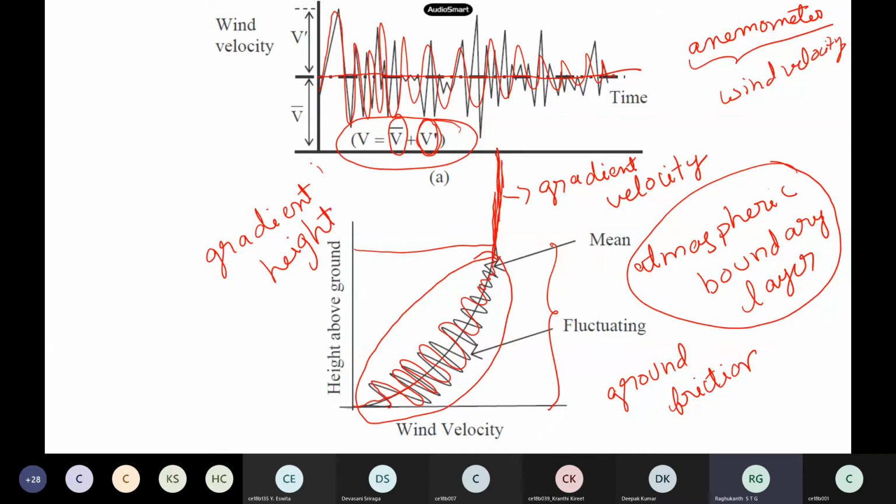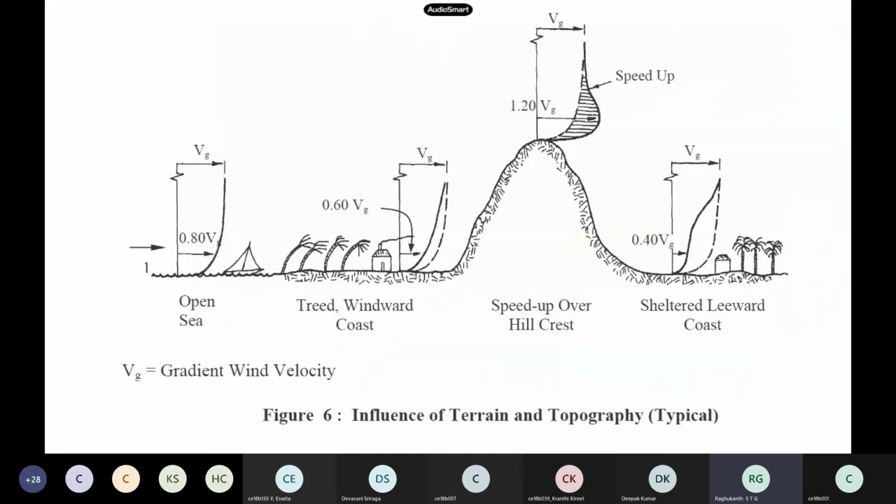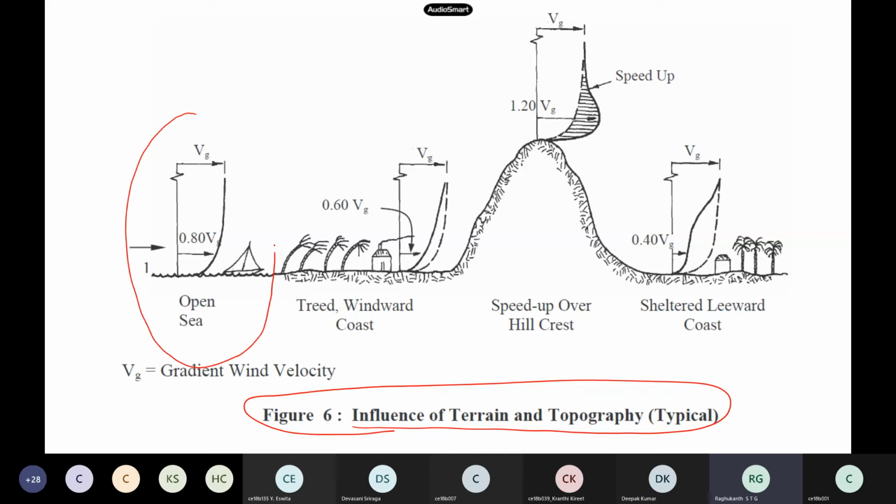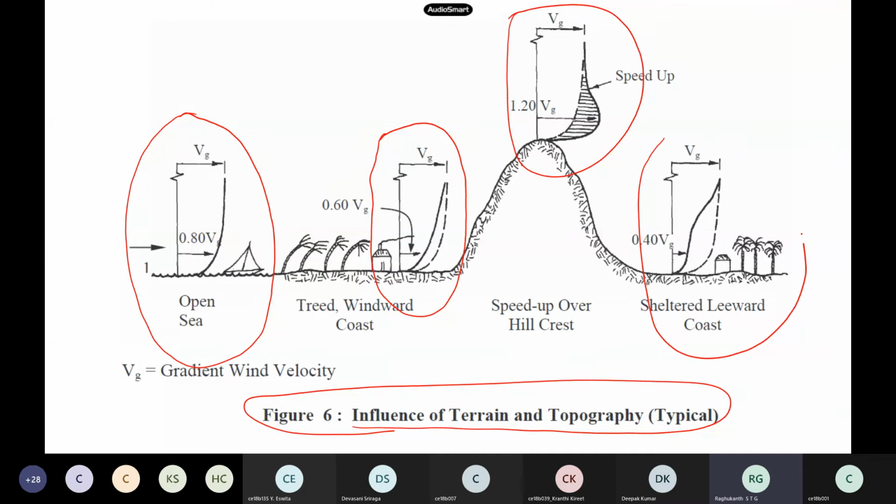These are very important things that we will be using: gradient velocity, atmospheric boundary layer, gradient height. These are technical terms associated with wind design. And now the influence of terrain and topography is shown in this figure. You can see how the wind speed looks, how much effect the atmospheric boundary layer has. Suppose I take a house here, trees are there, and you can see the boundary layer here, and the gradient height and gradient velocity also.